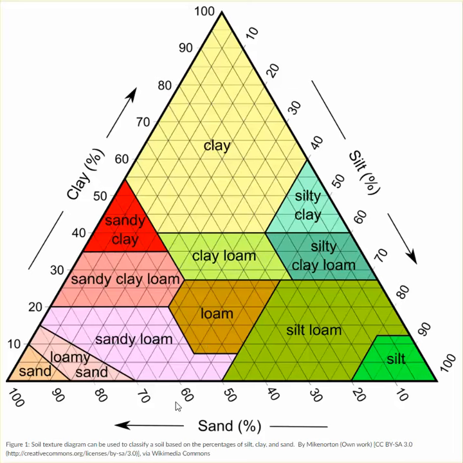This is an interesting tool because it allows us to determine the classification of a soil based on the percentage of each of these three particles. So clay being the smallest, silt being intermediate, and sand being the largest particles. So let's say, for example, we have a soil that's 30% clay. So it's going to fall into one of these three classifications, either a sandy loam, a clay loam, or a silty loam, based on the percentages of the other two particles.